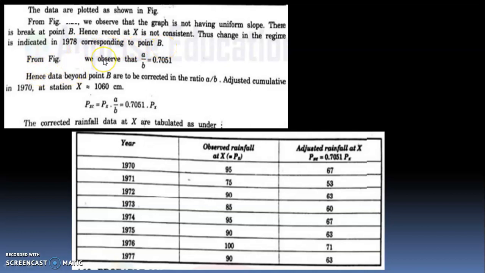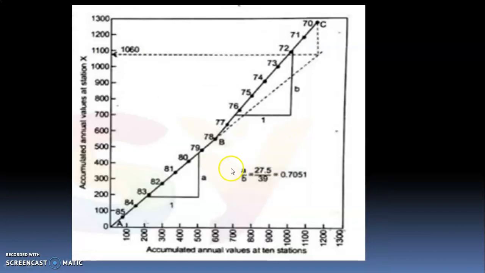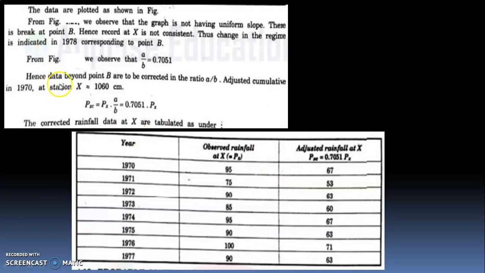Now you have to calculate the slope, that is A divided by B. A is this one, find the slope of this, and find the slope for this. This is before the change, and this is after the change. Okay, so A divided by B, A you will get 27.5 and B you will get 39. So you will get A divided by B equal to 0.7051.